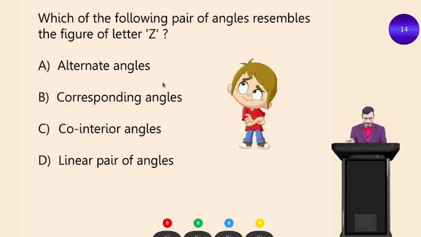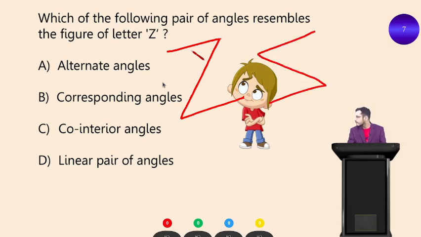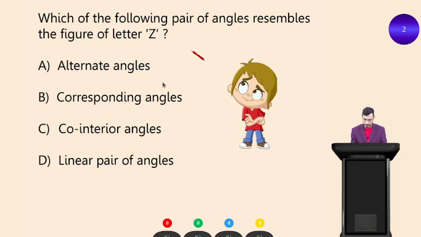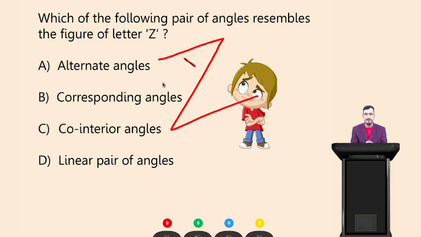Figure of letter Z. Okay, students, time's up. The right answer is alternate angles. You can see figure Z. If both lines are parallel, then you can see one angle and another angle, so that is alternate angles. So remember always alternate angle.